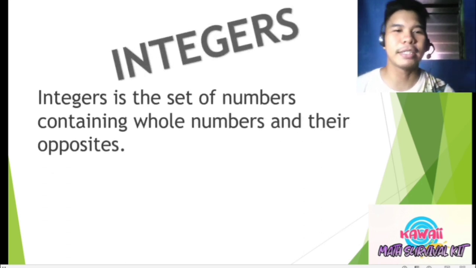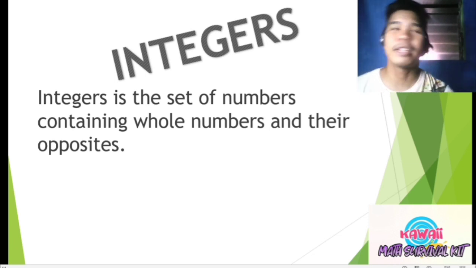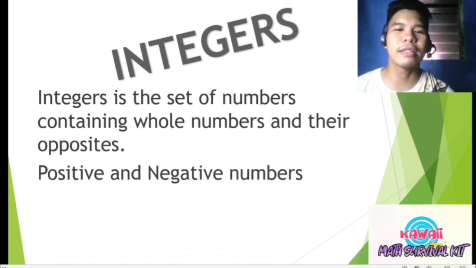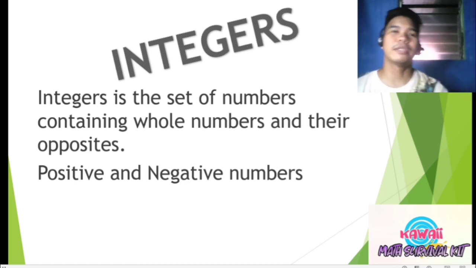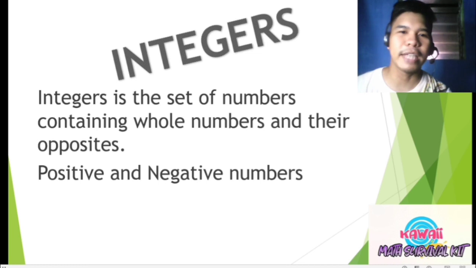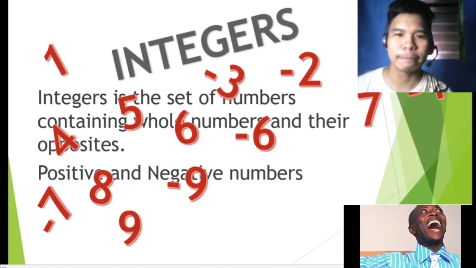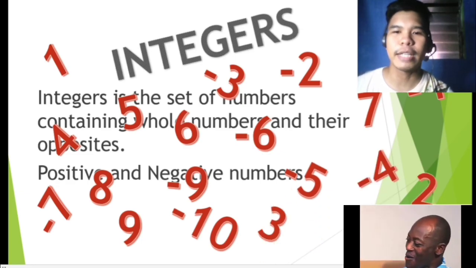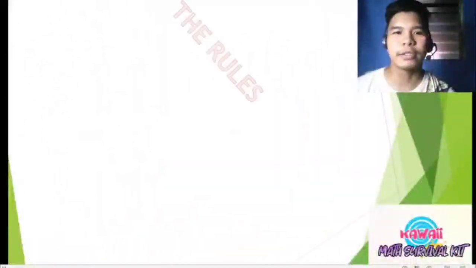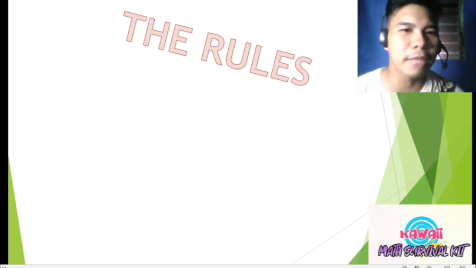Integers is the set of numbers containing whole numbers and their opposite. These numbers include the positive and negative numbers to positive infinity and to negative infinity. So these are the examples of integers. Yes, those are the examples of integers, the positive and negative numbers. Okay, so let's go over now with the rules on how to add and subtract integers.